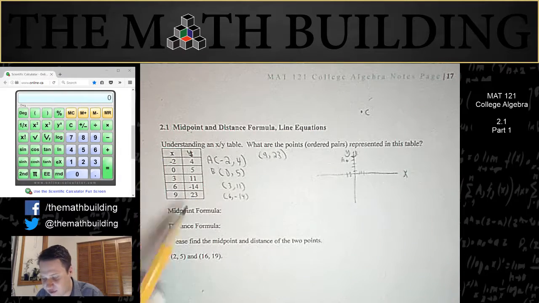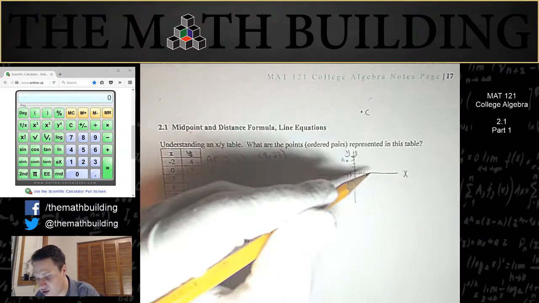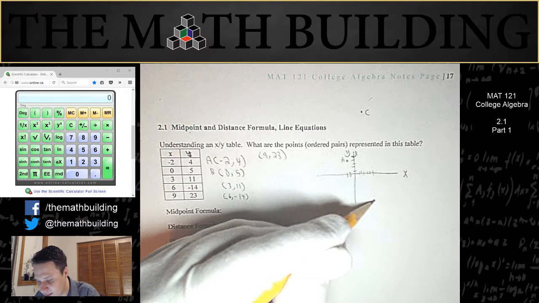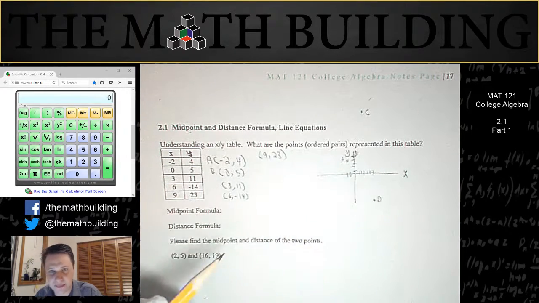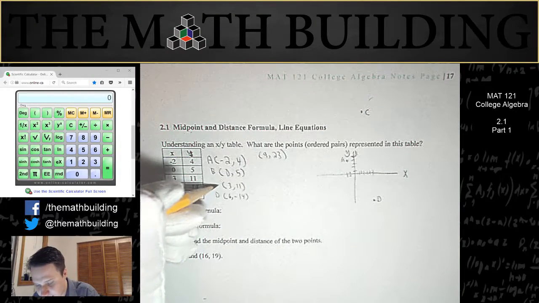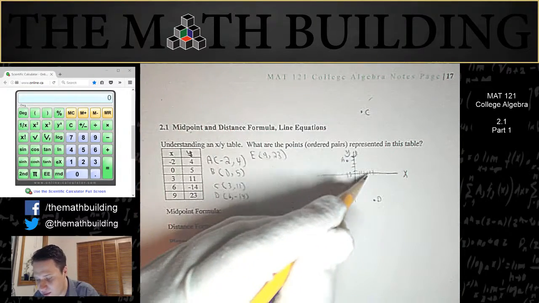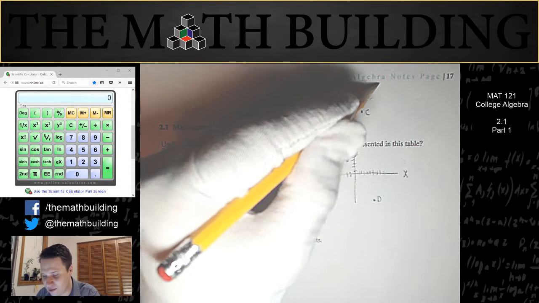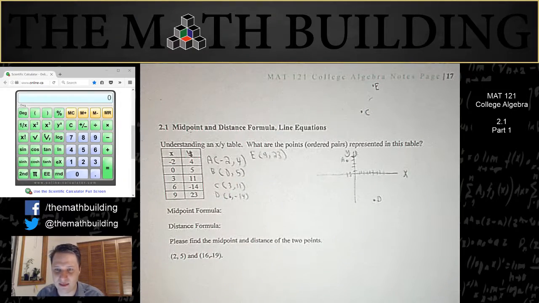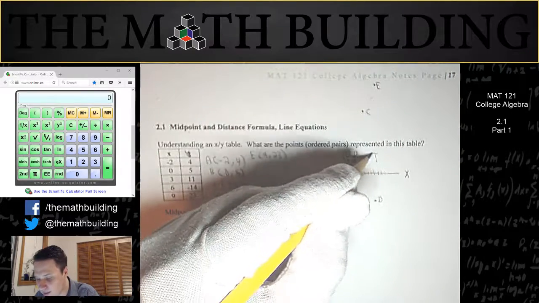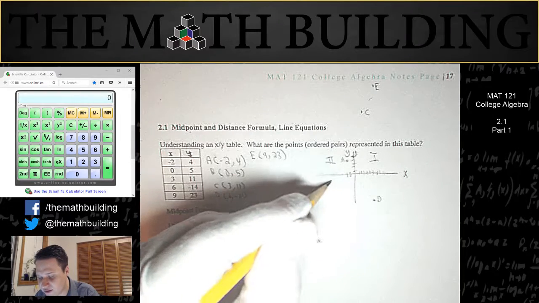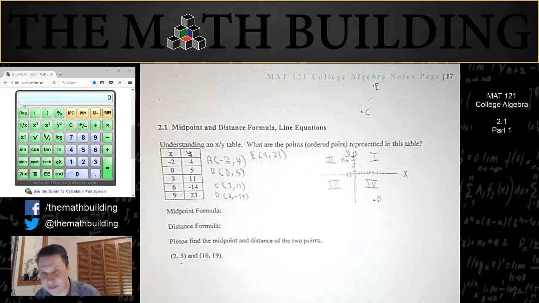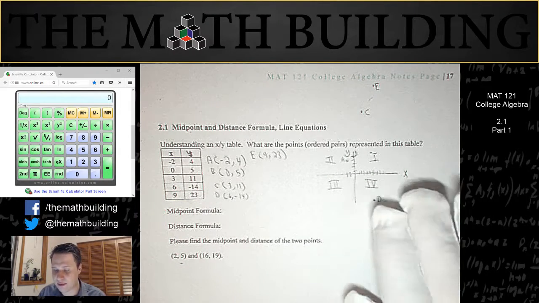The point (6, -14), we would go in the positive x direction, 1, 2, 3, 4, 5, 6, and then down 14 spaces. It'd be about right there. That would be point D. And finally, point E, (9, 23), would be over 9, and then way up high above here somewhere. Here's point E. So here's quadrant 1, the positive quadrant. This is quadrant 2, quadrant 3, and quadrant 4 of our graph. So that's what an XY table is and how to plot points on a graph.